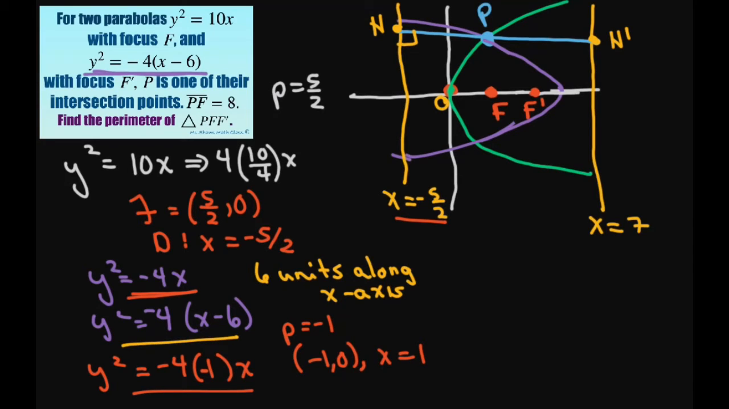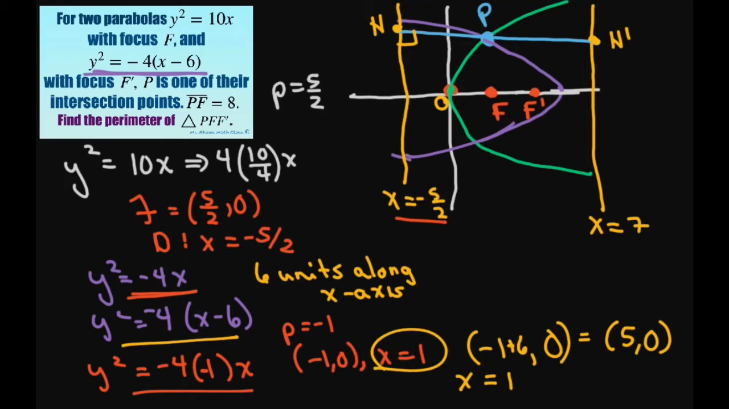So our new focus is going to be negative 1, 0, plus 6 here. So this is going to equal 5, comma 0. And then your directrix is x equals 1, but we have to add 6. So our directrix is x equals 7. And we have that there.